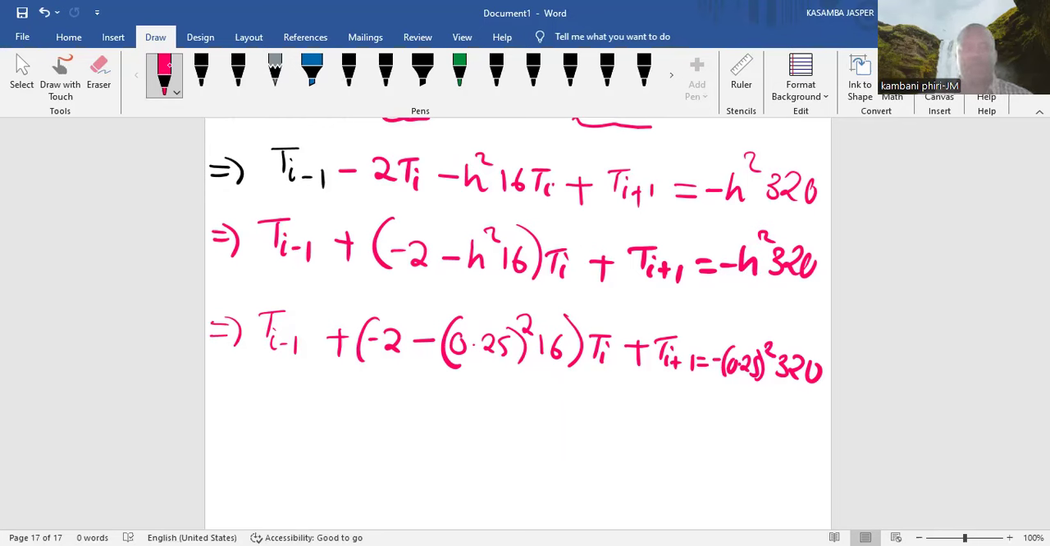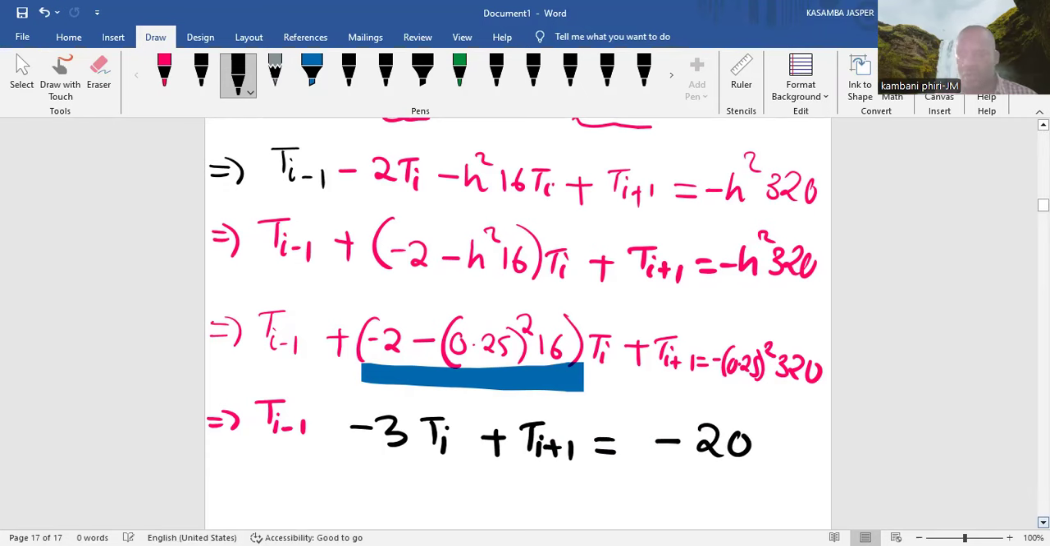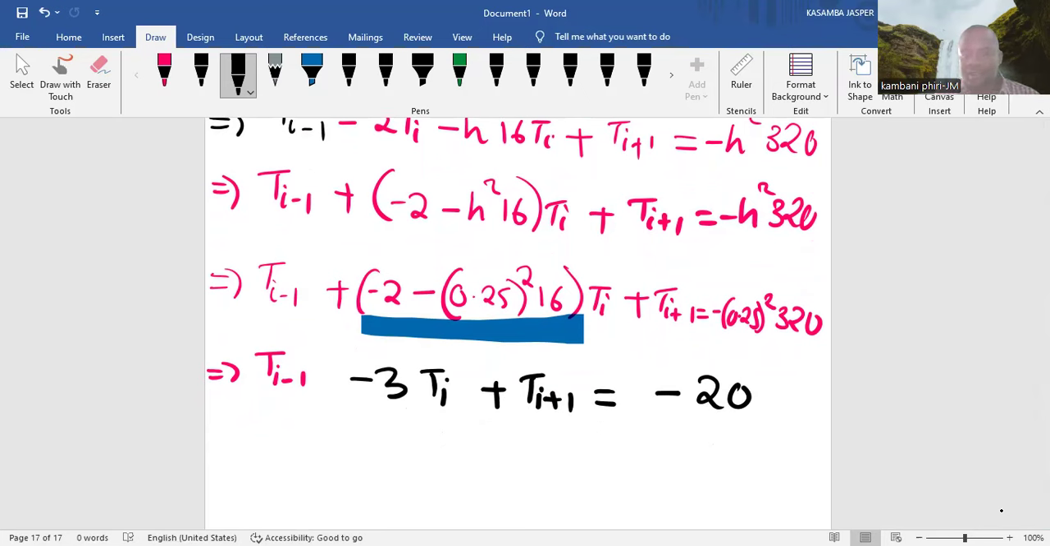Okay, I hope it is clear up to this far. So now we have ti minus 1. What do we get here when we work it out? When you simplify, you can use your calculator. The whole lot of this one will give you negative 3, the one that I've underlined here. Now there's ti here, plus ti plus 1 is equal to, when you work it out, you get negative 20. So this is our finite difference scheme.